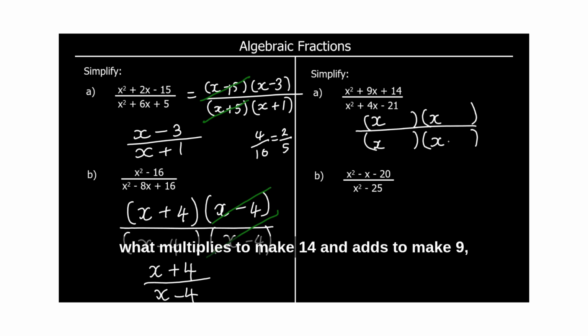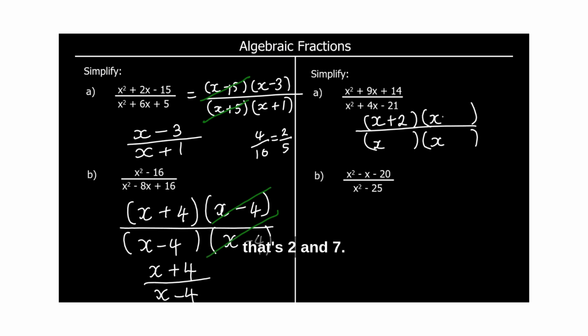So the first one, what multiplies to make 14 and adds to make 9? That's 2 and 7. What multiplies to make negative 21 and adds to make 4? It's a positive 7 and a negative 3. So we can cancel out the x plus 7's, and we're left with x plus 2 over x minus 3.